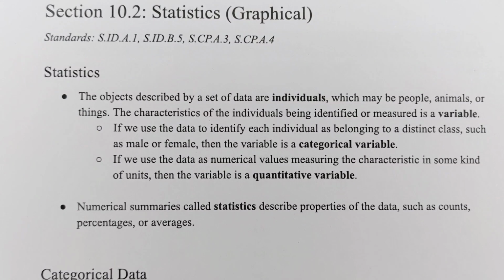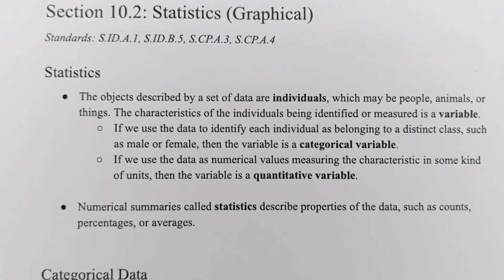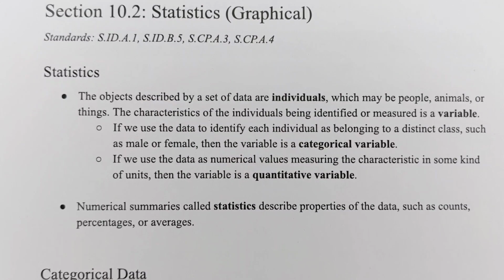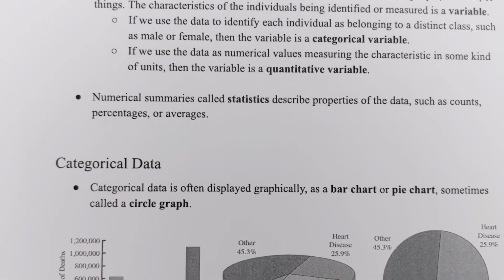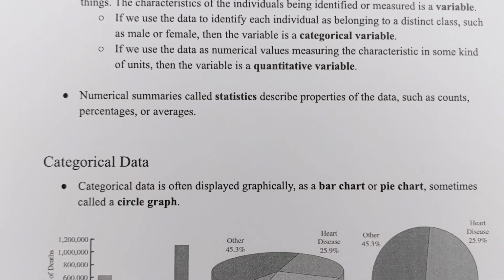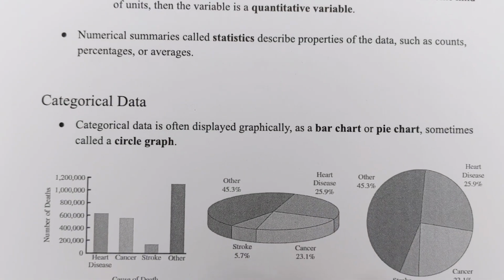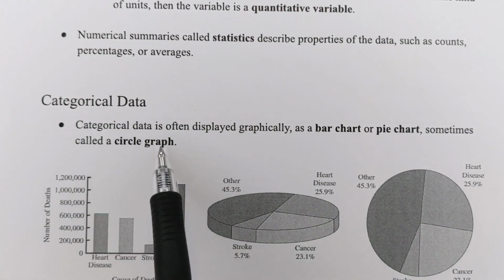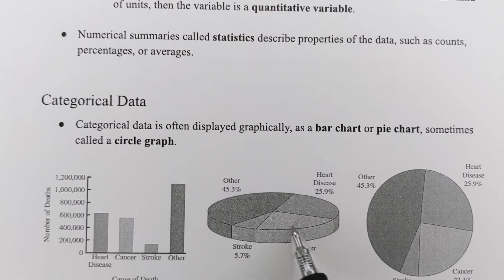If you use data to identify each individual as belonging to a distinct class, such as male or female, that's referred to as a categorical variable. So the category they fall into: two-door car, four-door car, SUV, minivan, sports car, coupe, things like that. If we use the data as numerical values, measuring the characteristic, that's a quantitative variable. So they're sorted by their numerical value. Numerical summaries, sometimes called statistics, describe the properties of the data, such as counts, percentages, or averages.